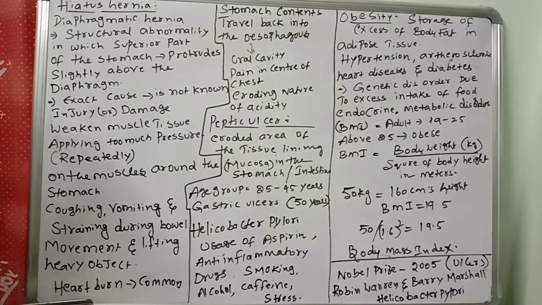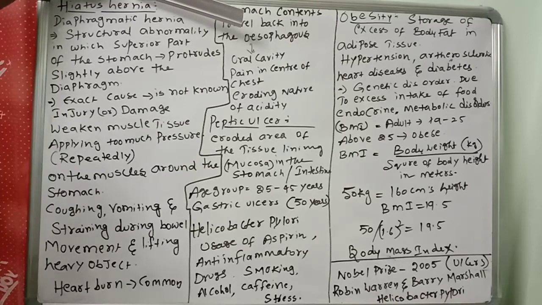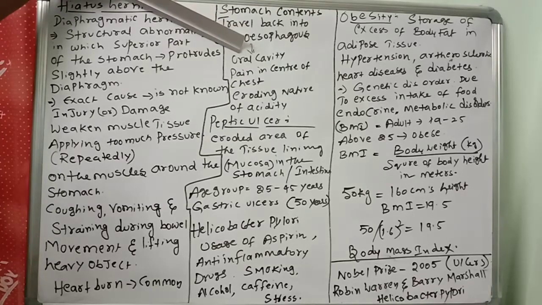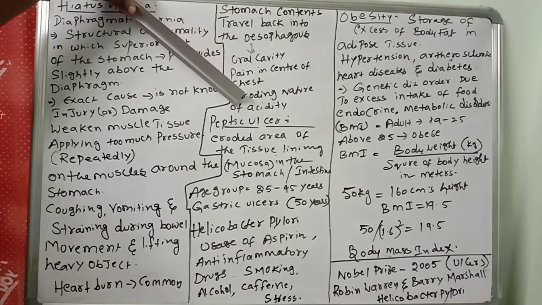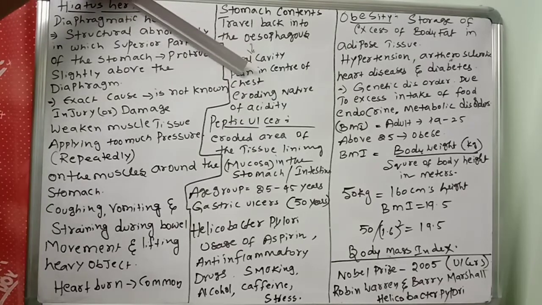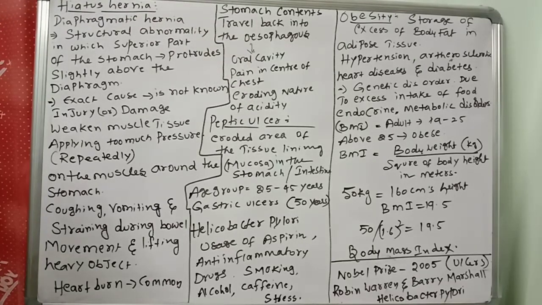Heartburn is common in all cases. Why? Very important point: the stomach contents travel back to the esophagus or even into the oral cavity. That causes pain in the center of the chest. Because of the eroding nature of acidity, the layers wear off and the pain picks up. So you should remember these points. Very, very important concept, that is hiatus hernia.